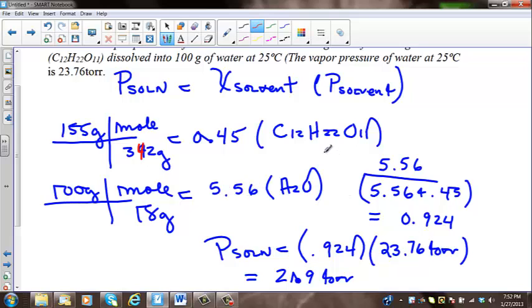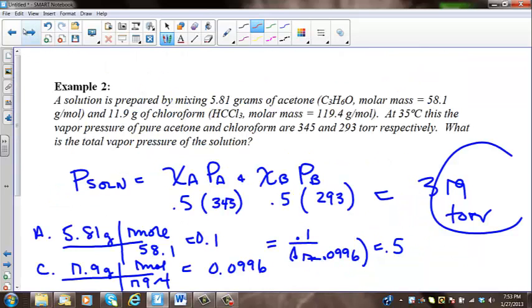So my mole fraction of the water is equal to 5.56 divided by 5.56 plus 0.45, which gives me a mole fraction of 0.924. Therefore, the pressure of the solution is 0.924 times 23.76, or 21.9 torr. Not so bad.